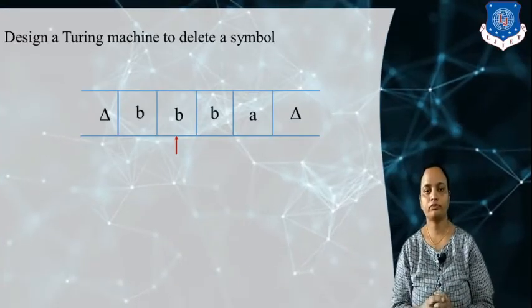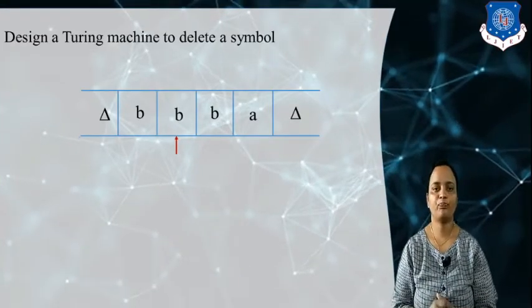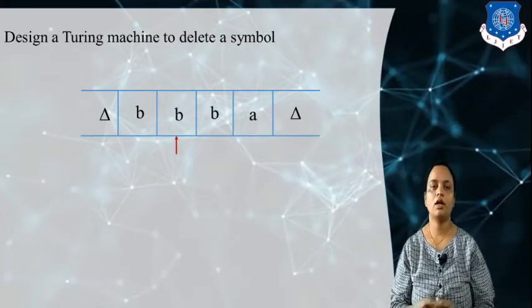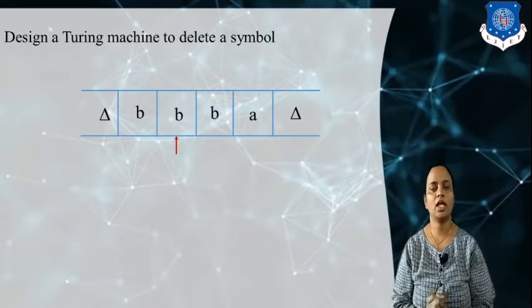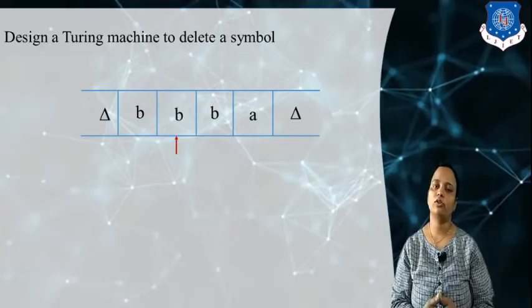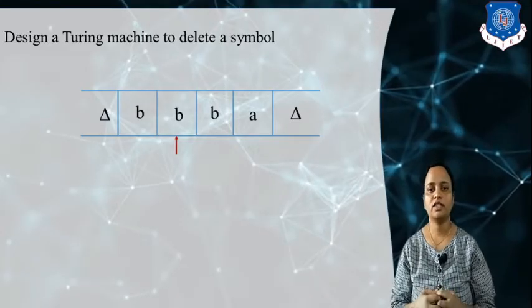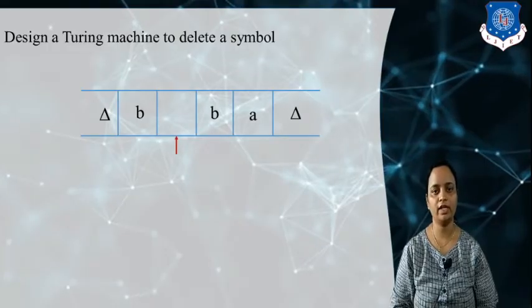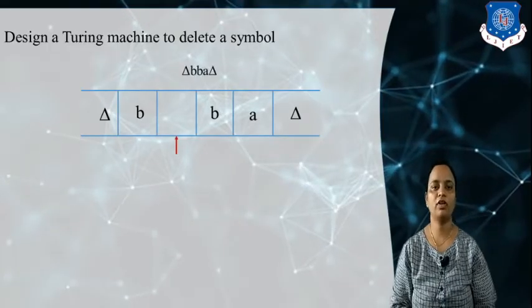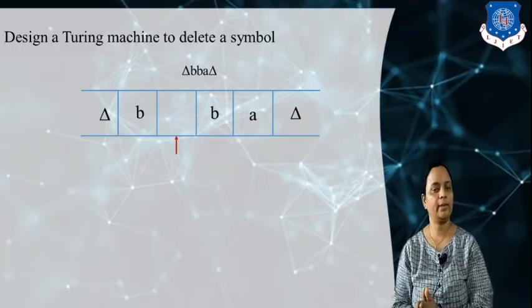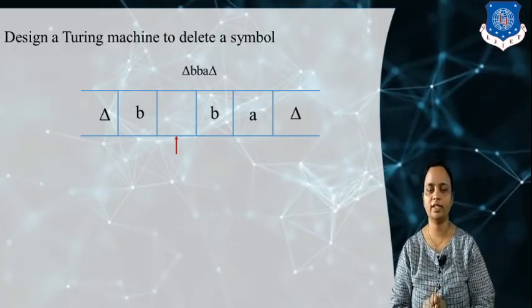So, in today's video, we discuss deleting a symbol. Here I have taken the string BBBA. Now my head is pointed to the symbol which I want to delete. I want to delete the symbol B in my input string. After deleting the symbol, my output will come like BBA, after deleting this second B.